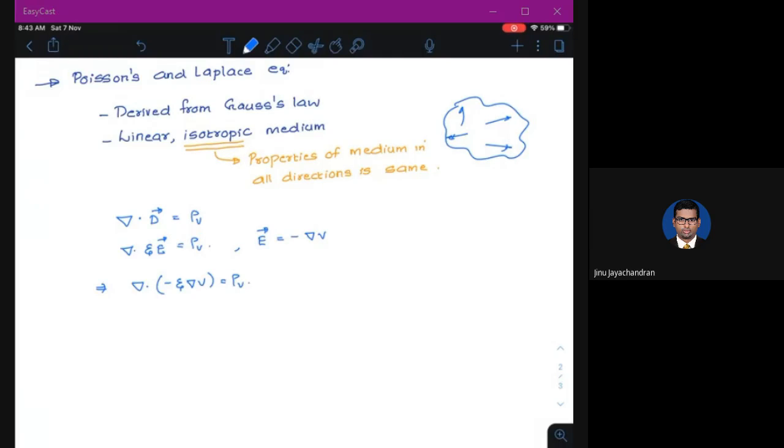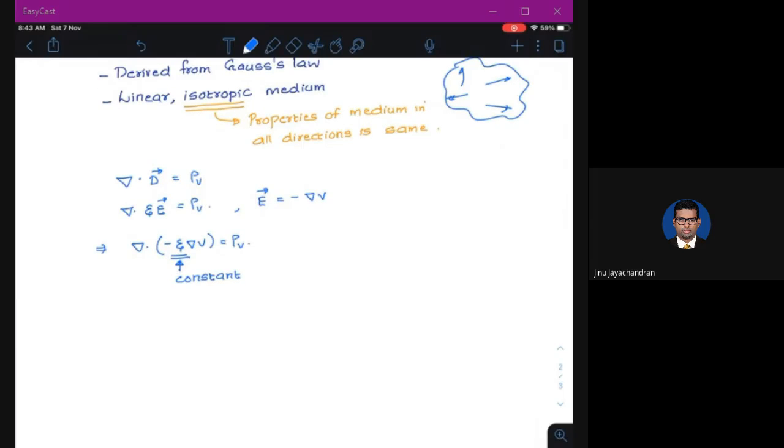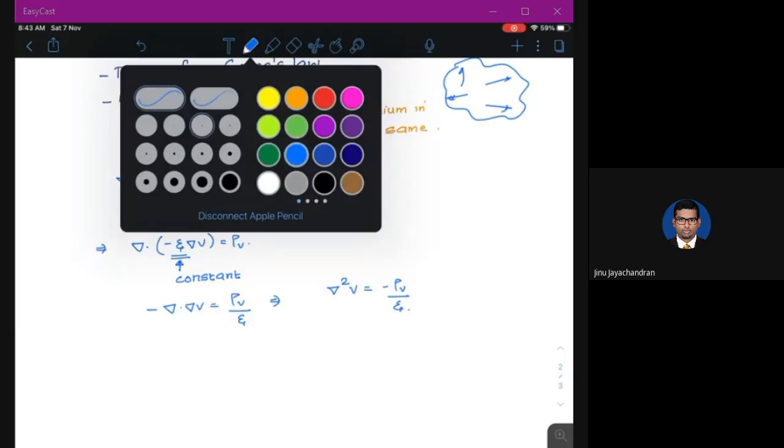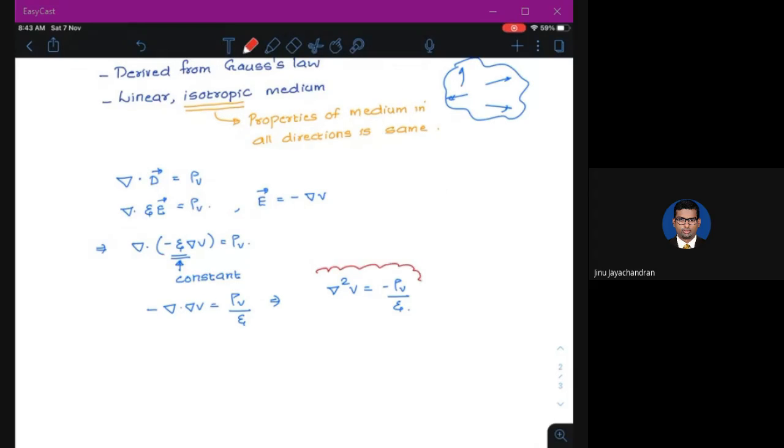Now, if you are considering a homogeneous medium, epsilon is a constant because this is the permittivity of the medium, which depends only on the medium. So I can take epsilon out. So I can write this as minus del dot del V is equal to rho v by epsilon, which implies del square V is equal to minus rho v by epsilon. And this is called Poisson's equation.